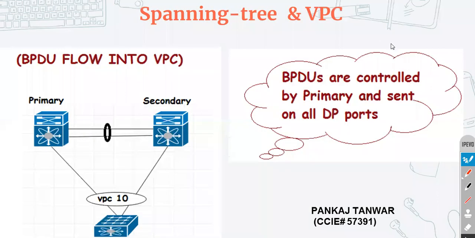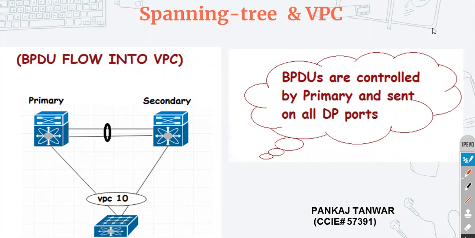So in this section, we are going to discuss the behavior of spanning tree in the VPC. As you can see on the screen, the BPDUs in a VPC environment are controlled by the primary device only. It means that the primary device is going to generate the BPDUs and send the BPDUs on all the designated ports. In case of VPC, the secondary device is not going to generate any BPDUs.